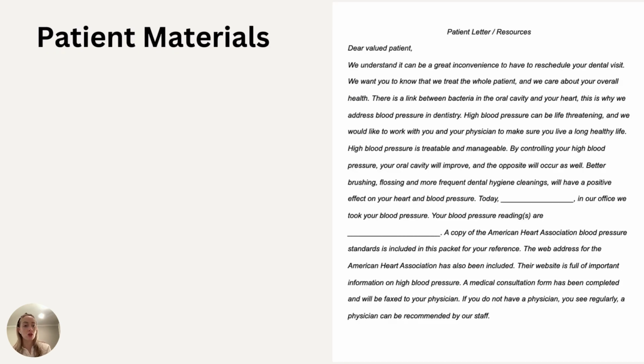Let's go ahead and move on to the final form and document here. It is patient materials. So this is the patient materials that should be prepped in your office, ready to go and ready to hand to a patient.